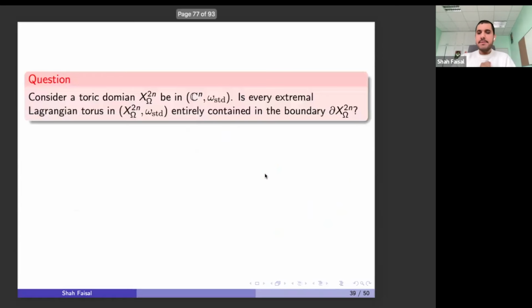All right. So another natural question one can ask is the following: if you take a toric domain which doesn't have a round boundary, but more like some irregular shape, then does every extremal Lagrangian torus in that toric domain lie on the boundary?